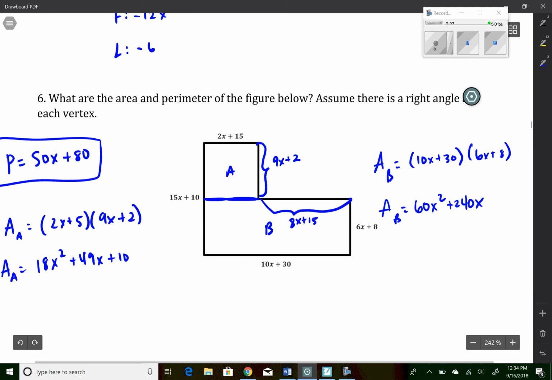And 30 times 8, which is just 200. And actually, I just noticed I had a mistake here. That's actually 260. 80 and 180 is 260. So then if we combine our like terms between the area of one shape and the other, the total area is going to become 78x squared, 309x plus 250.